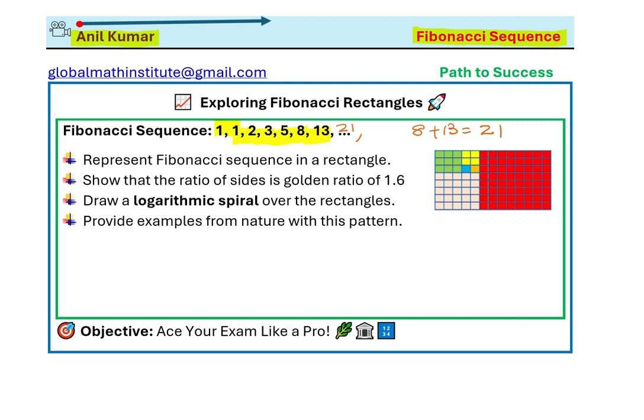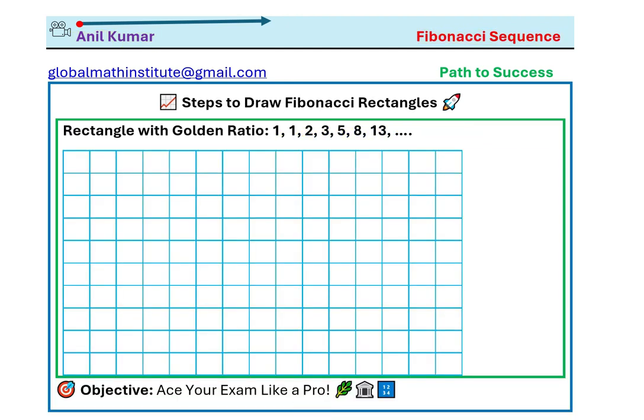How do we represent the Fibonacci sequence in a rectangle? You see, I have a graph paper here. So what we'll do is make squares with the Fibonacci sequence 1, 1, 2, and so on. Let's begin from somewhere in this graph paper. Let's choose this square. I'm coloring this as the first one. Okay. So that's my one.